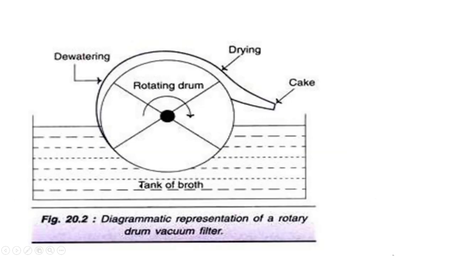What is present here is a rotating drum. The rotating drum is placed inside a tank which has the liquid plus the solid that has to be separated. As the drum rotates, it takes with it some amount of liquid, and when it goes up, the water is removed. Dewatering happens, and the solid particles dry on the surface of the drum and form a solid cake. This cake can be easily scraped out, and with continuous rotation, more and more solid particles can be removed.